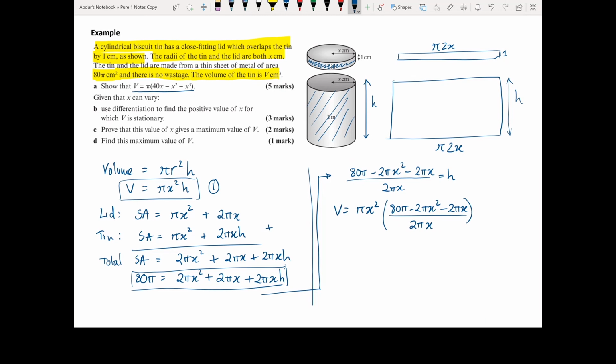Let's tidy things up a bit here. So divide both the numerator and denominator by pi. We can also divide both the numerator and denominator by x.